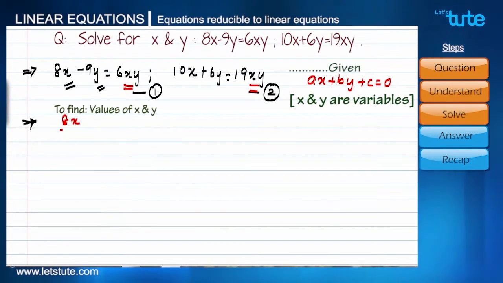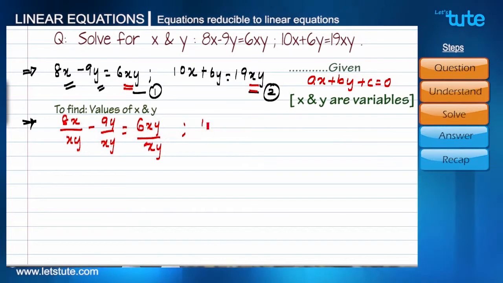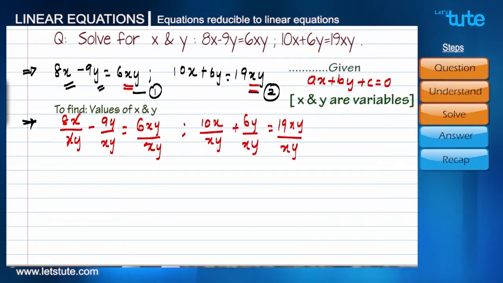So it will become 8x by xy minus 9y by xy equals 6xy by xy. This was number 1, and number 2 is 10x upon xy plus 6y upon xy equals 19xy upon xy. So we can see that x and x cancelled, y and y cancelled. Here both xy's are cancelled. Similarly, x and x cancelled, y and y cancelled, xy and xy cancelled.